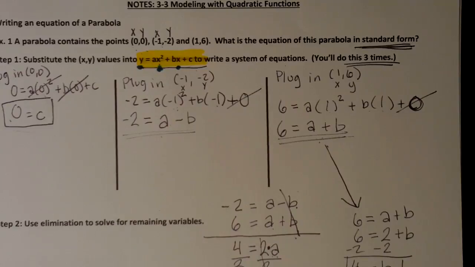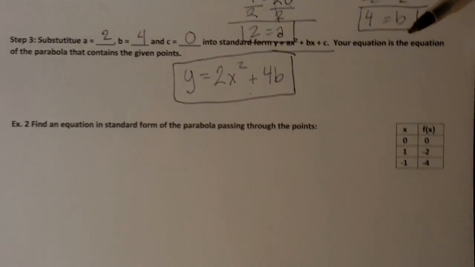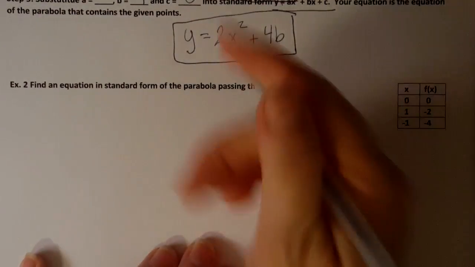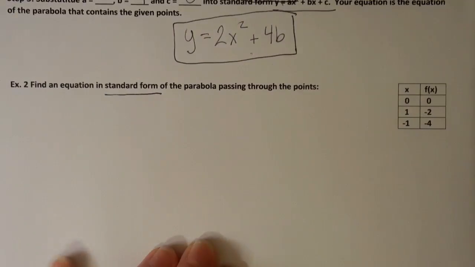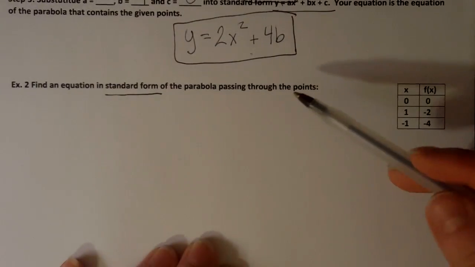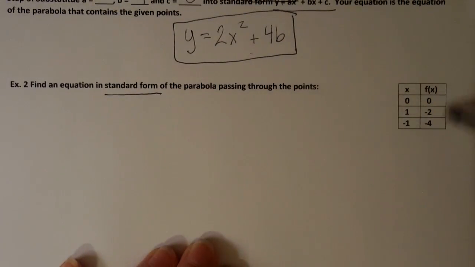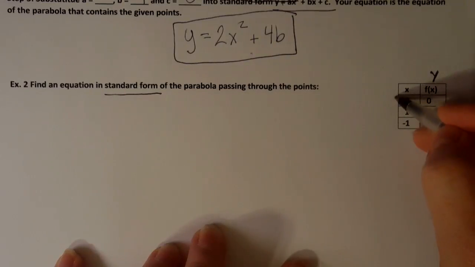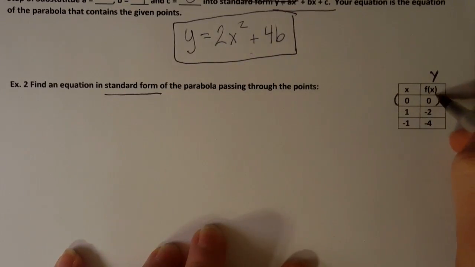Okay, we're going to do it again with a new set of points. This time the points are given to us in a table. Find the equation in standard form, that's y equals ax squared plus bx plus c, of the parabola passing through these points. Notice our points here are in a table. The x is the first column, f of x is the same thing as saying y, so the y is in the second column. So our first point is actually (0, 0).